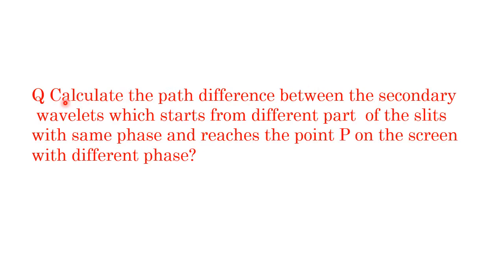Now as the question states, calculate the path difference between the secondary wavelets which start from the different parts of the slit with the same phase and reach the point P on the screen with different phase.